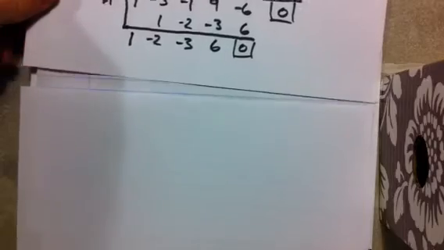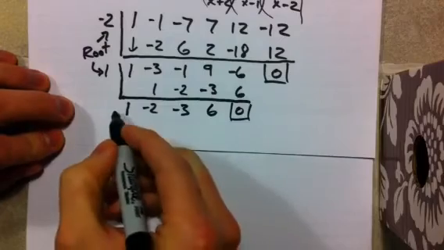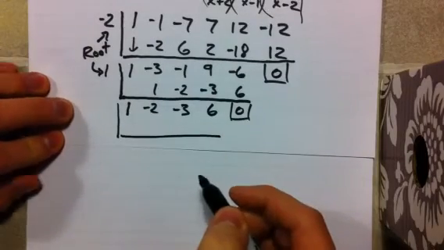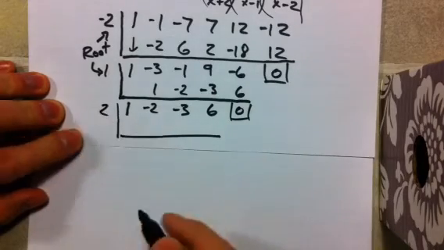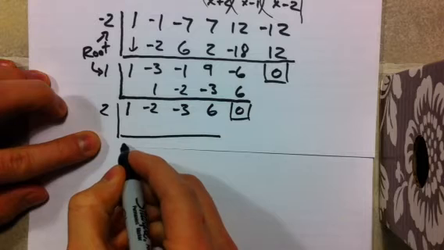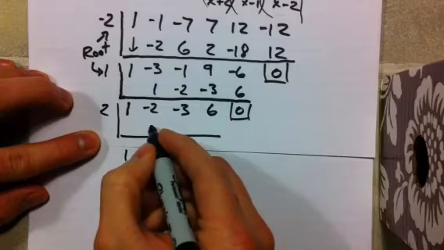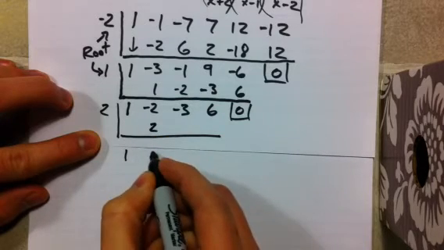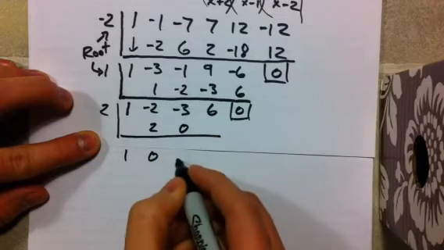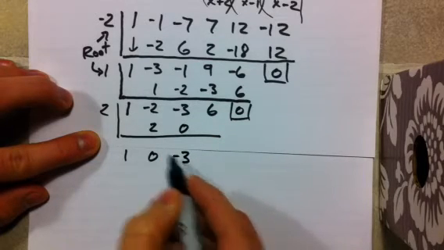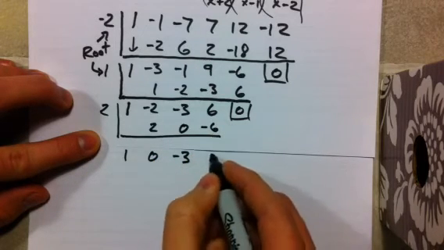Just continuing our synthetic division. So this time, let's use the 2. That's the only one we haven't used yet. So drop down the 1. 1 times 2 is 2. Negative 2, so we get 0. 0 times 2 is 0. Negative 3 plus 0 is negative 3. Negative 3 times 2, negative 6. Add them together, you get 0.